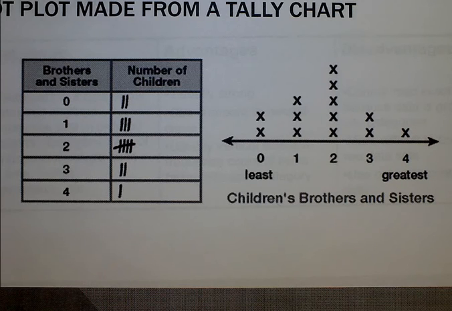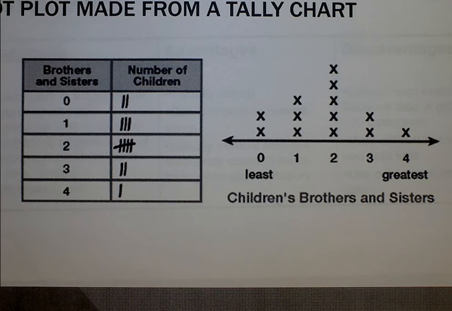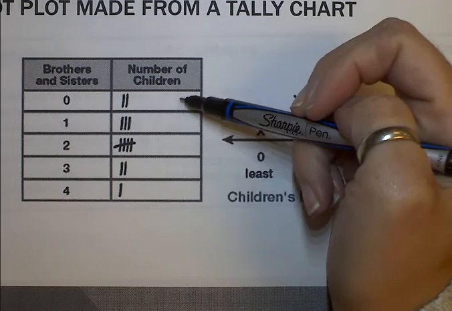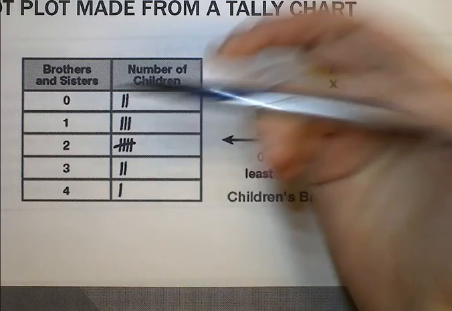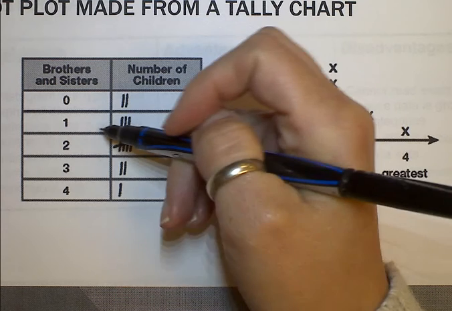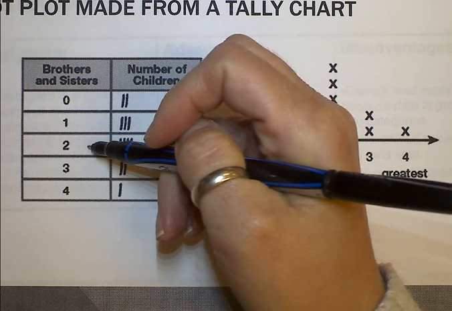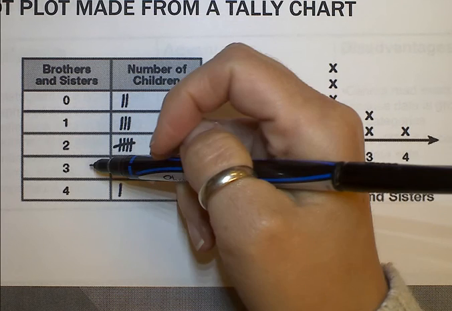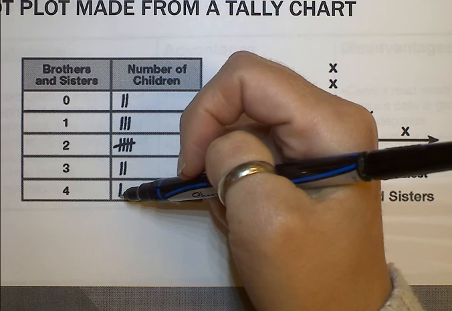Here's the second example that's in your packet. In this one, it's asking how many brothers and sisters do you have? So when we look at this, it says 2 people said they had 0 siblings. 3 people said they had 1. 5 people said they had 2. 2 people had 3. And 1 person had 4 siblings.